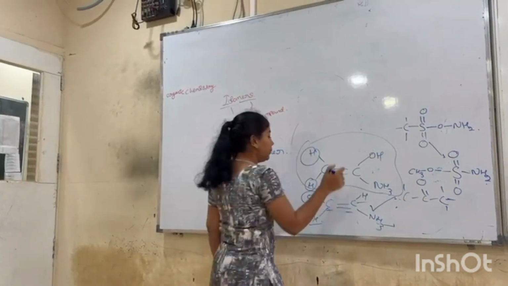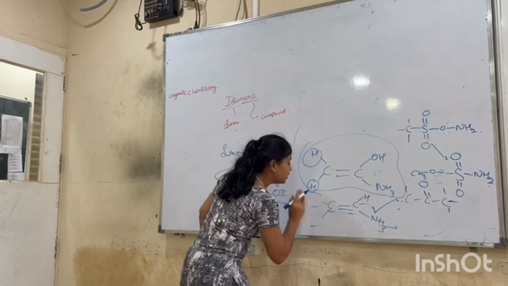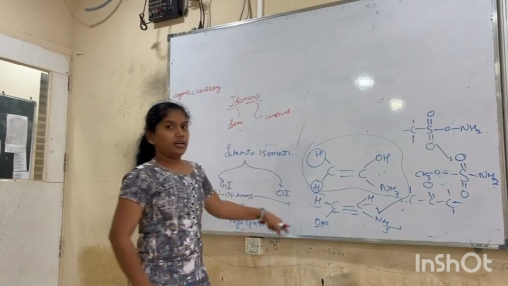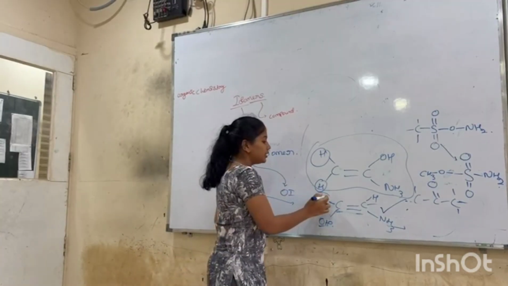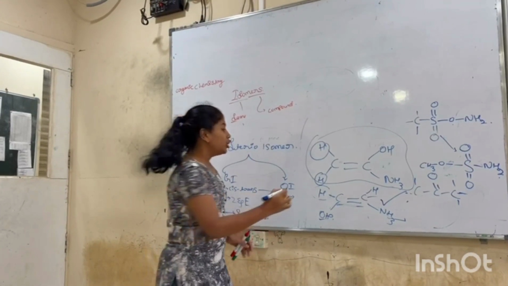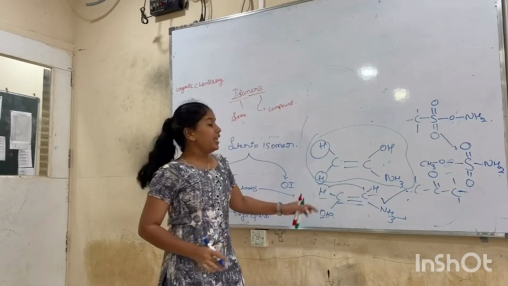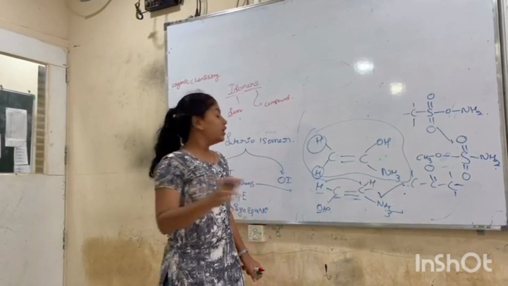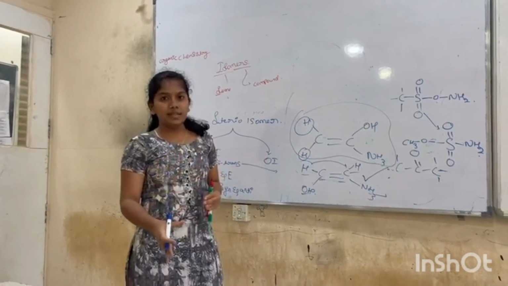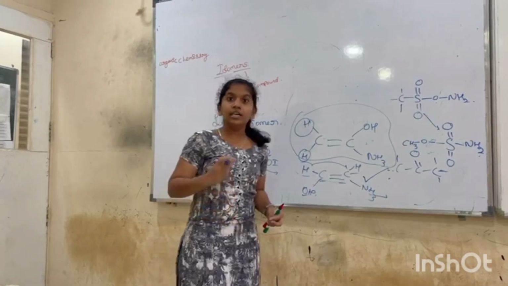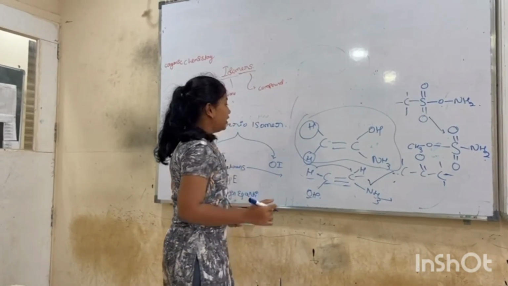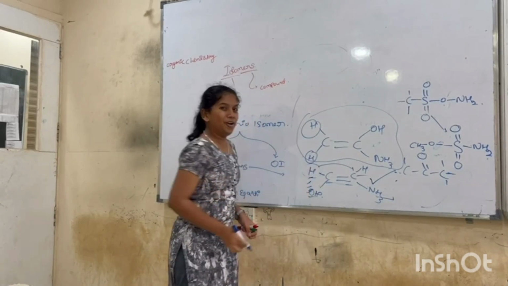In case of cis, this hydrogen is present on this side and OH is present below. So there is some repulsion, therefore the most stable form is trans. Stability is inversely proportional to energy, so the most energetic compound is the cis compound. Hydrogen bonding can also occur in this case.